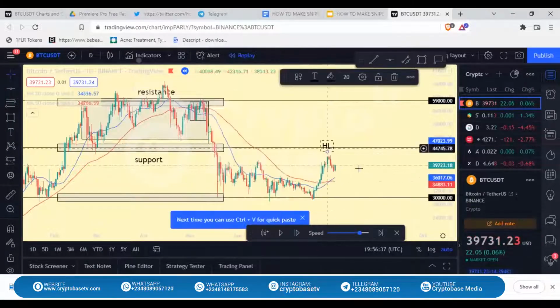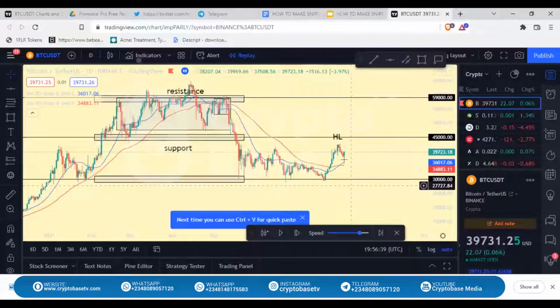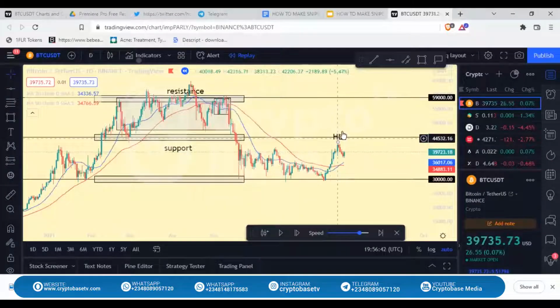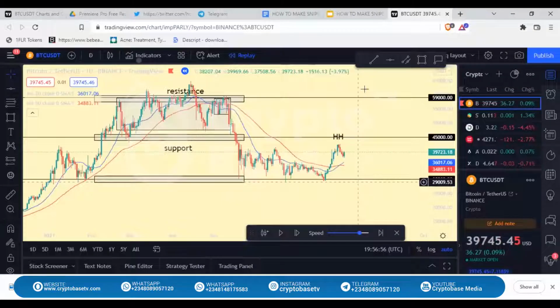Yes, that is a higher low right there. Now it will continue to form. I mean, that is a higher high right there, not a higher low. It will continue to form higher highs and higher lows, higher highs and higher lows.